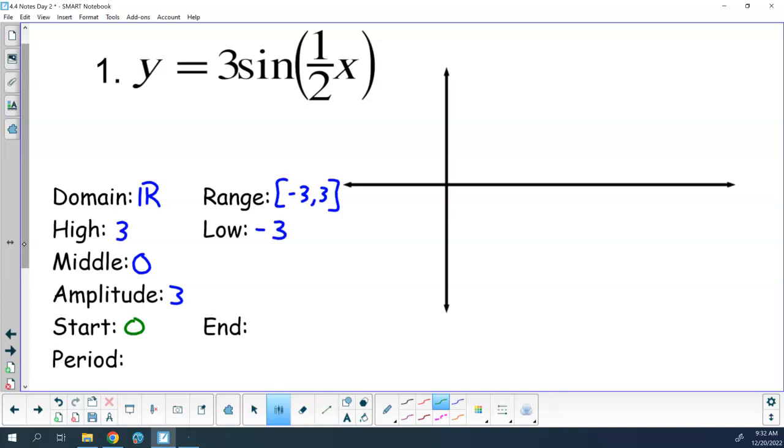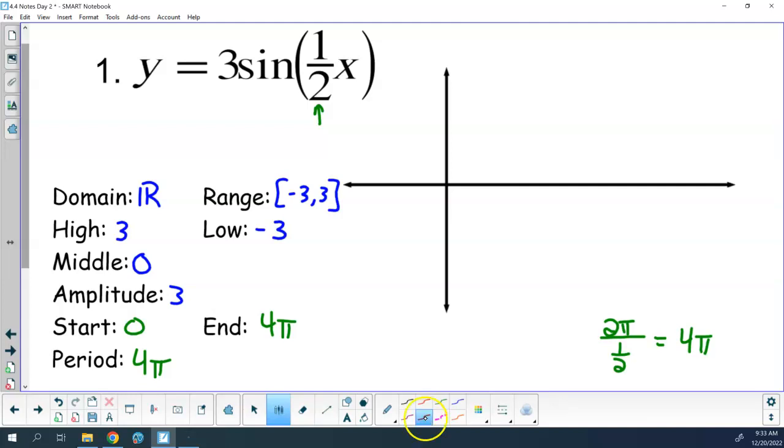Okay? So how do we figure out the period? Because that's going to be the length of that first lap. So b being that coefficient right there. So 2 pi divided by 1/2 is how much? 4 pi. Yep. You went times instead of dividing. Yep. So where is this one going to end? It's going to end at 4 pi.